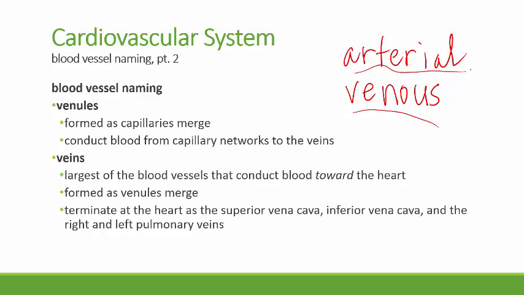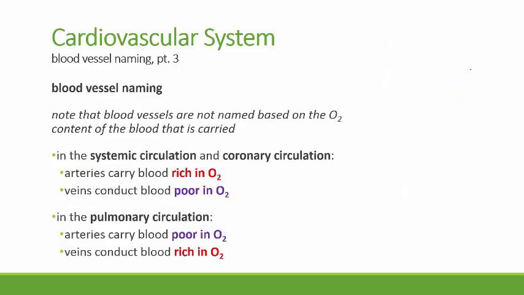the inferior vena cava, both of them feeding into the right atrium, and the right and left pulmonary veins that feed into the left atrium. So that's the naming of these blood vessels. And it's all based on the structure of the wall. So that's what we're going to look at next, is what is the structure of the wall. But before we do that, I want to point out a couple of small things.